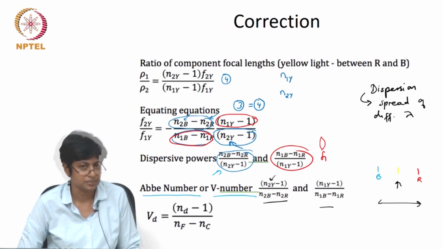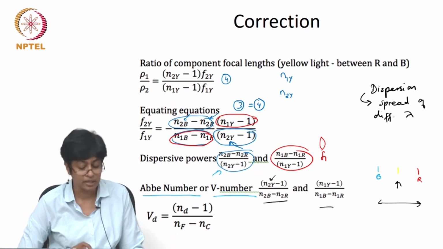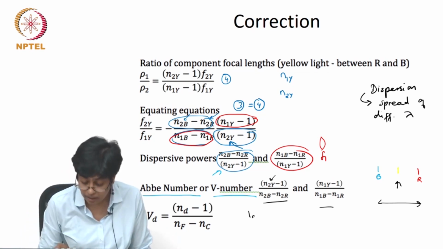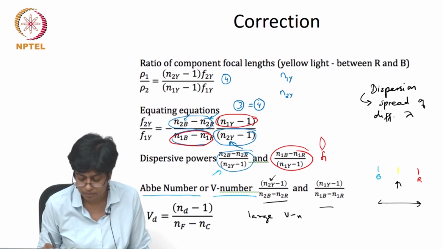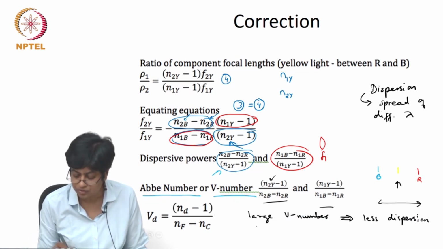Look at the relationship. Exactly. So you want to have a large V number, right? So a large V number means less dispersion. Why? Because when do I get a large V number?